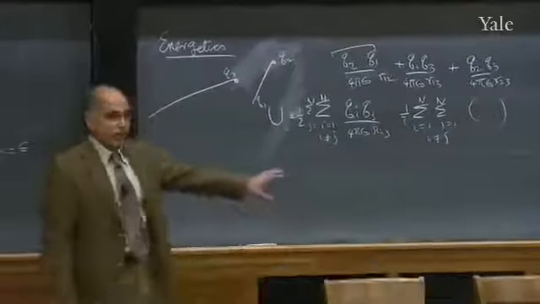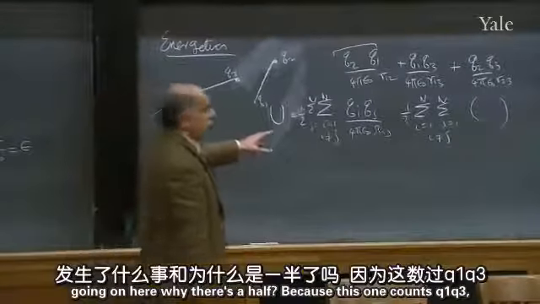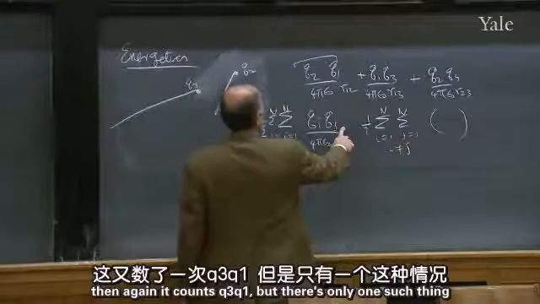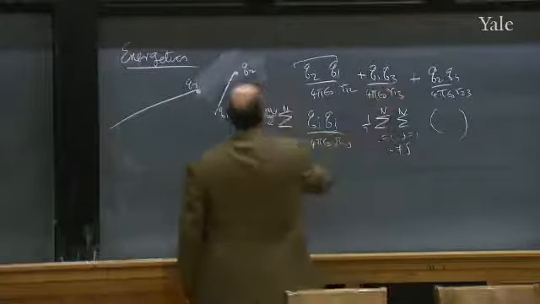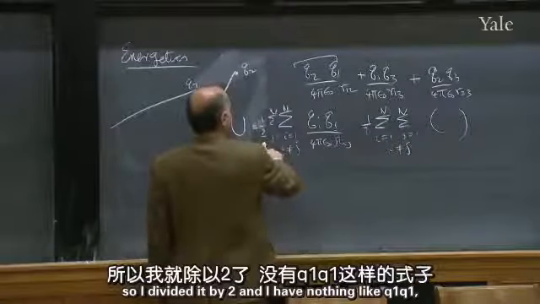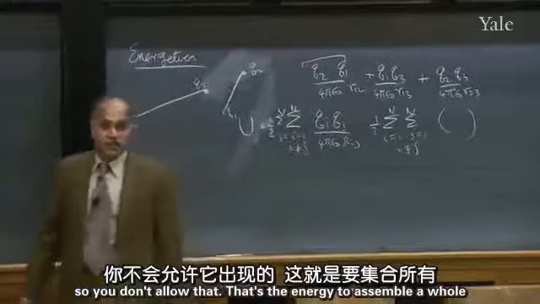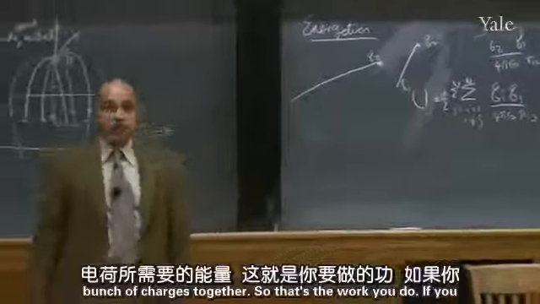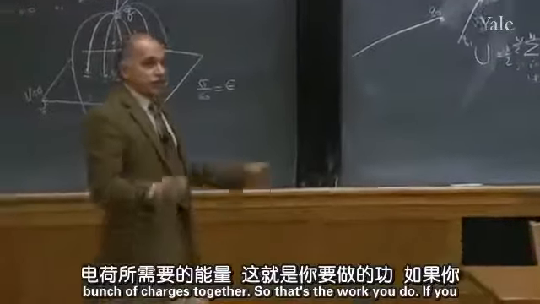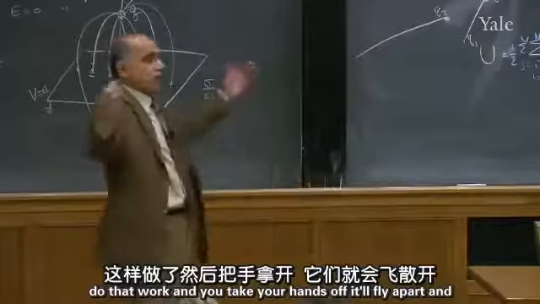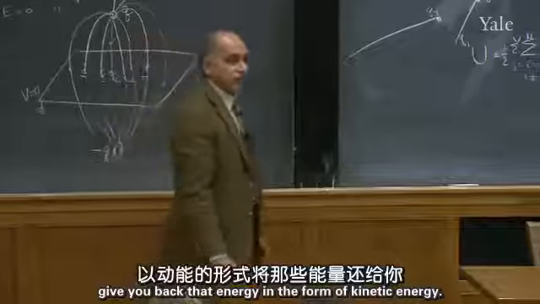Do you see what's going on here? Why there's a half? Because this one counts Q1, Q3, then again it counts Q3, Q1, but there's only one such thing, so I divide by 2, and I have nothing like Q1, Q1, so you don't allow that. That's the energy to assemble a whole bunch of charges together. So that's the work you do. If you do that work and you take your hands off, it'll fly apart and give you back that energy in the form of kinetic energy.